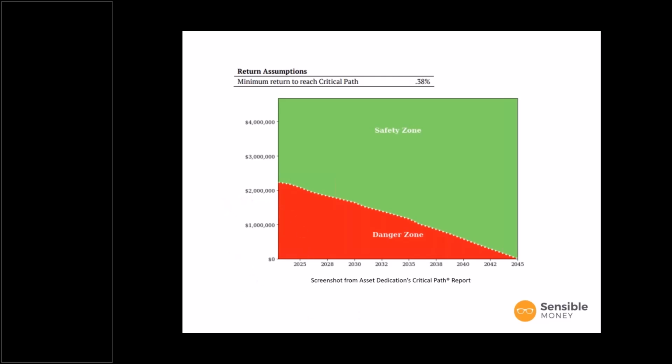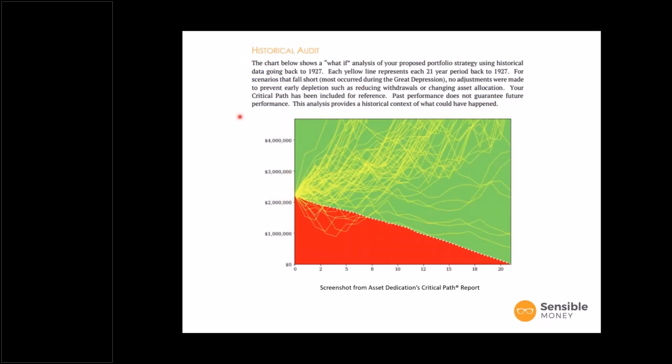Then Larry and Ellen's withdrawals are tested over history, what's called a historical audit. In this case, it went back to 1927, and each yellow line represents a distinct 21-year period. The Great Depression is in here, and we can see that if Larry and Ellen retired during one of those times, they would have watched their portfolio go down to below $1 million. That would have been terrifying. But if they stuck with it, it would have recovered. In their case, all of the yellow lines finished in the green historically.